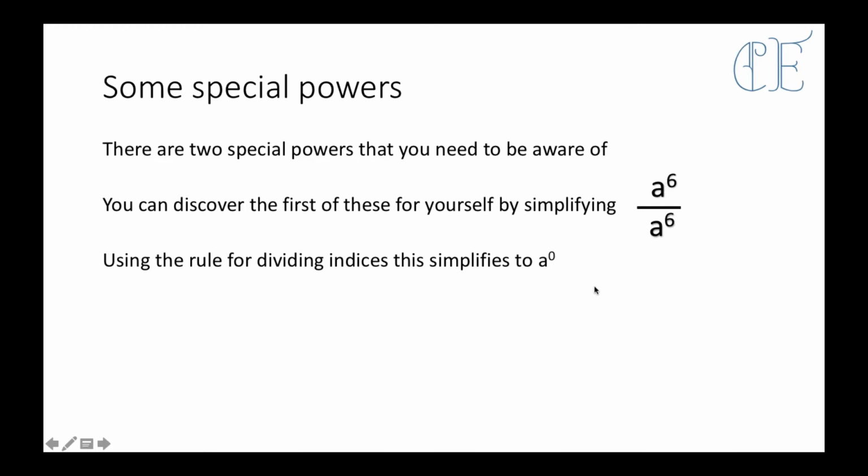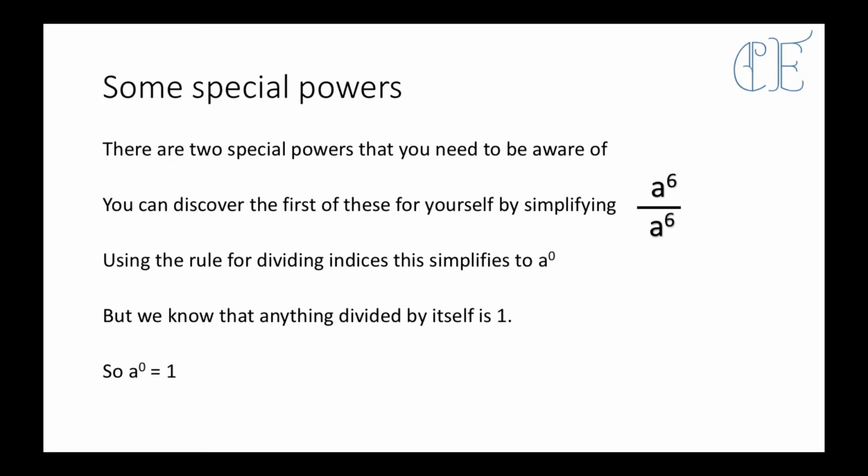Now, a to the power of 0 is like saying it's to the power of nothing, okay? So we do know that anything divided by itself is 1, okay? So anything to the power of 0 is 1. Okay, as easy as that. That's all you've got to remember. Anything to the power of 0 is always 1. You don't even have to remember why. If you don't get this, that's fine.